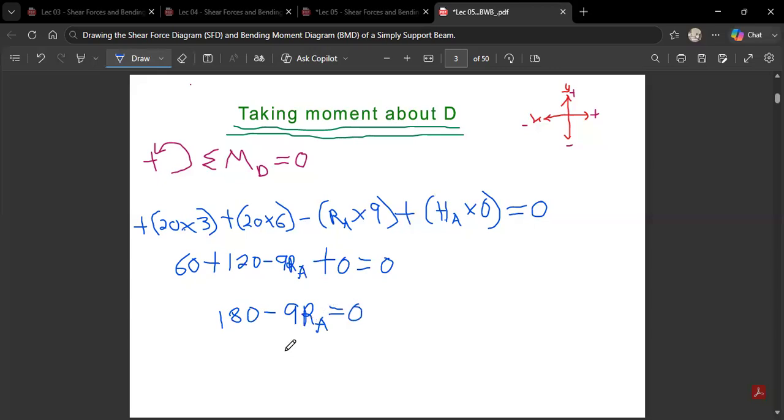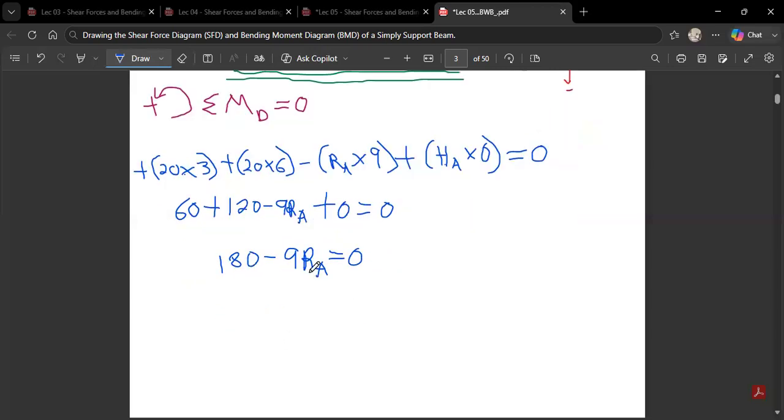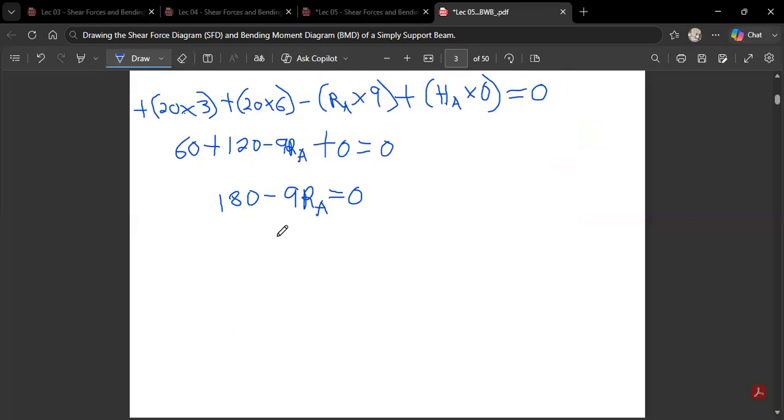You just group like terms and then you can make RA the subject to get your reaction at A. So we said that 180 is equal to what? 9RA. Then finally, you can divide both sides. This over here you are seeing is the same as what? 9RA is equal to what? 180.